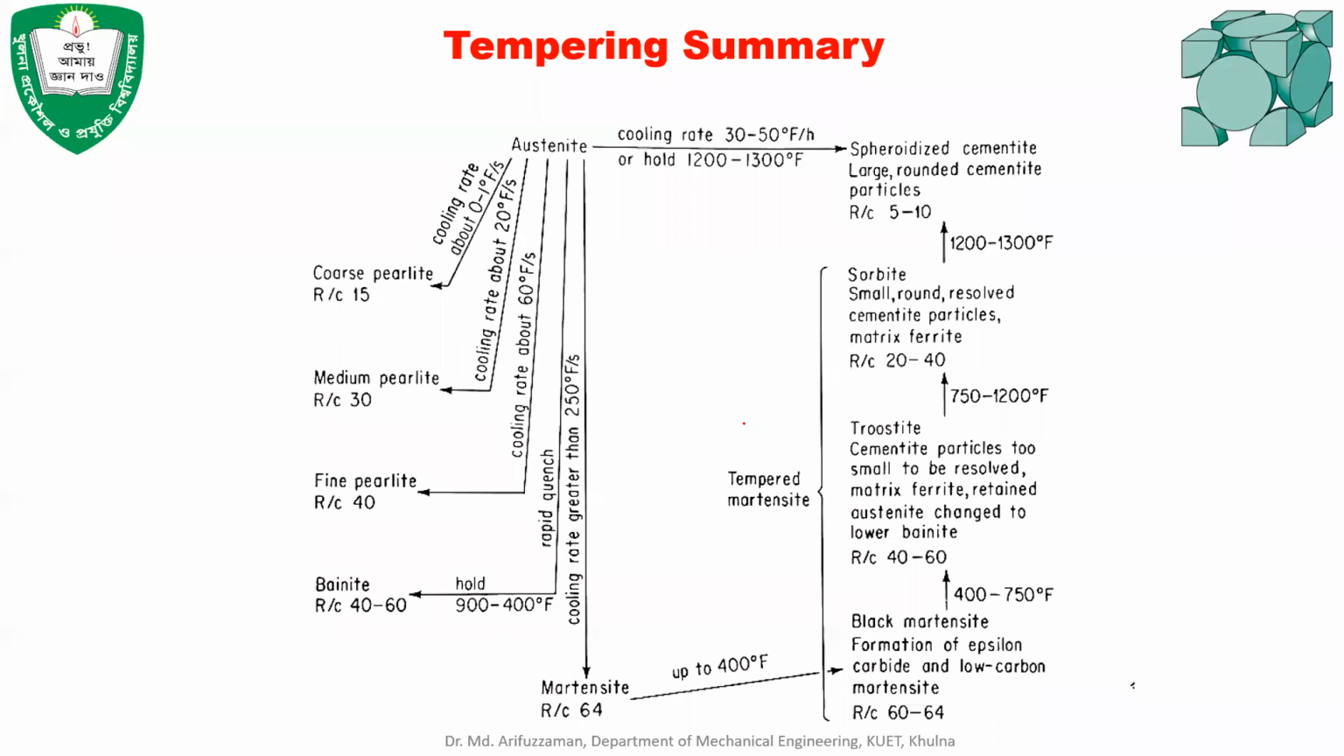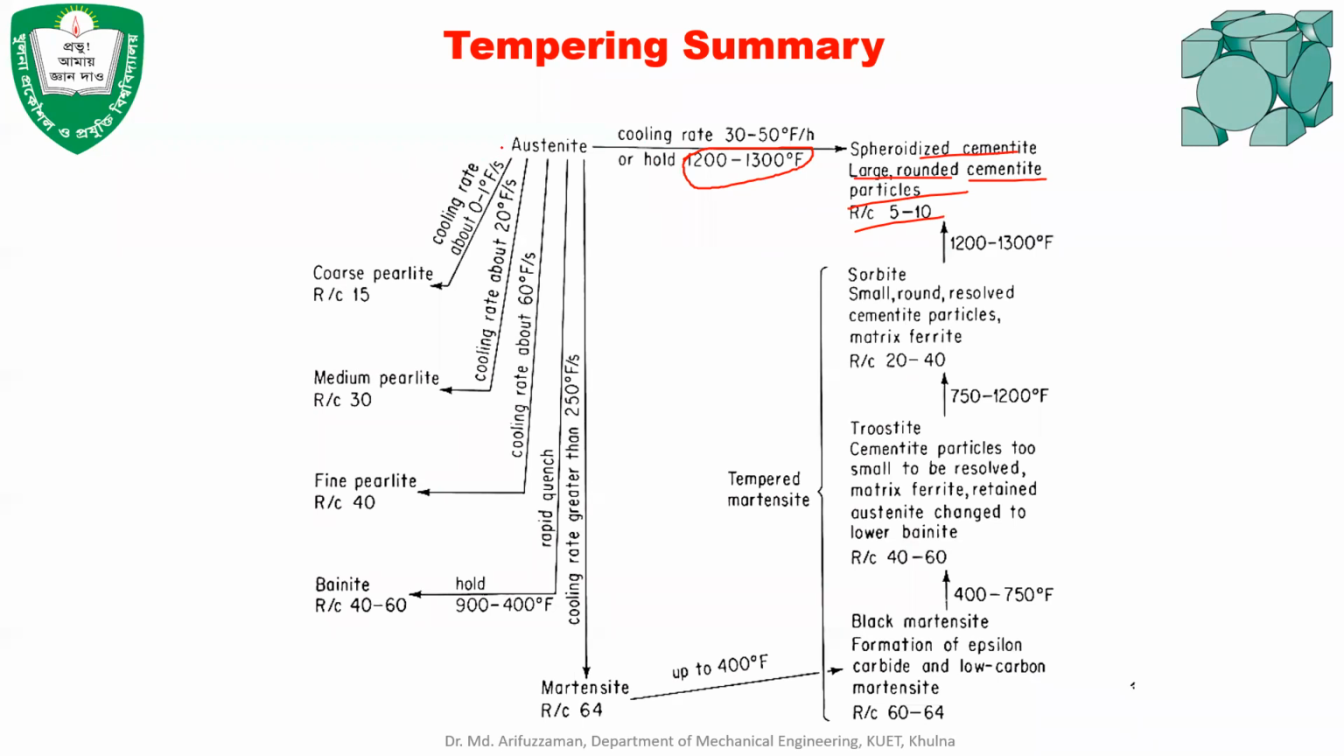Okay, now the summary, tempering summary. In this case, you'll see some important things like austenite. If you keep the austenite between 1200 and 1300 degrees Fahrenheit, then spheroidized cementite is obtained. That means round cementite particles are obtained, and Rockwell hardness is very small. Okay. And let's actually start from the slow cooling rate.